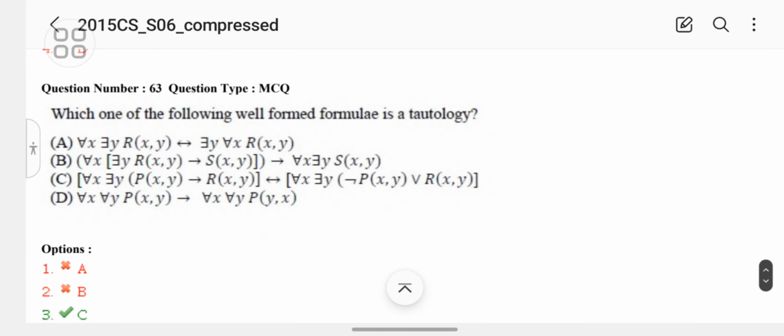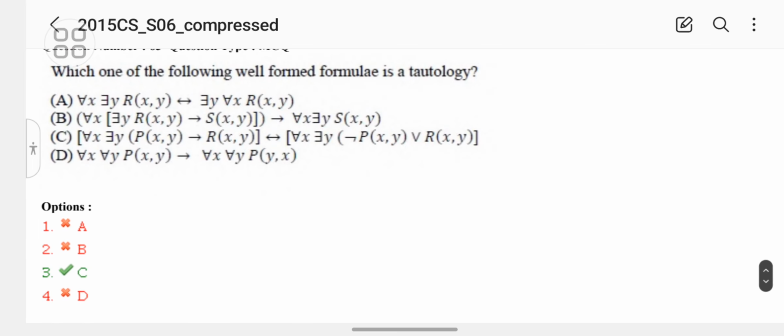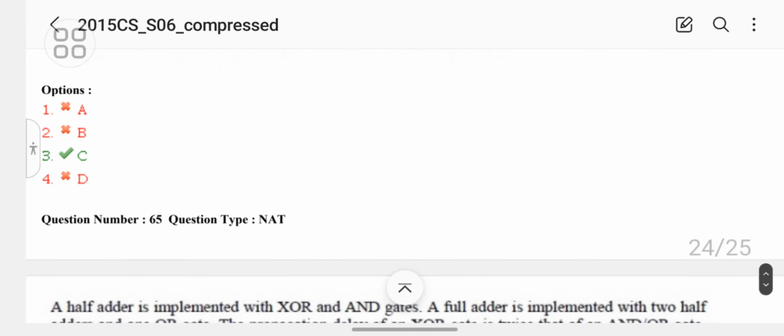Now 63: which one of the following well formed formulas is a tautology? For this the answer is C. 64 is: which one of the following assertions concerning code inspection and code walkthrough is true? For this the answer is C, that is adherence to coding standards is checked during code inspection.